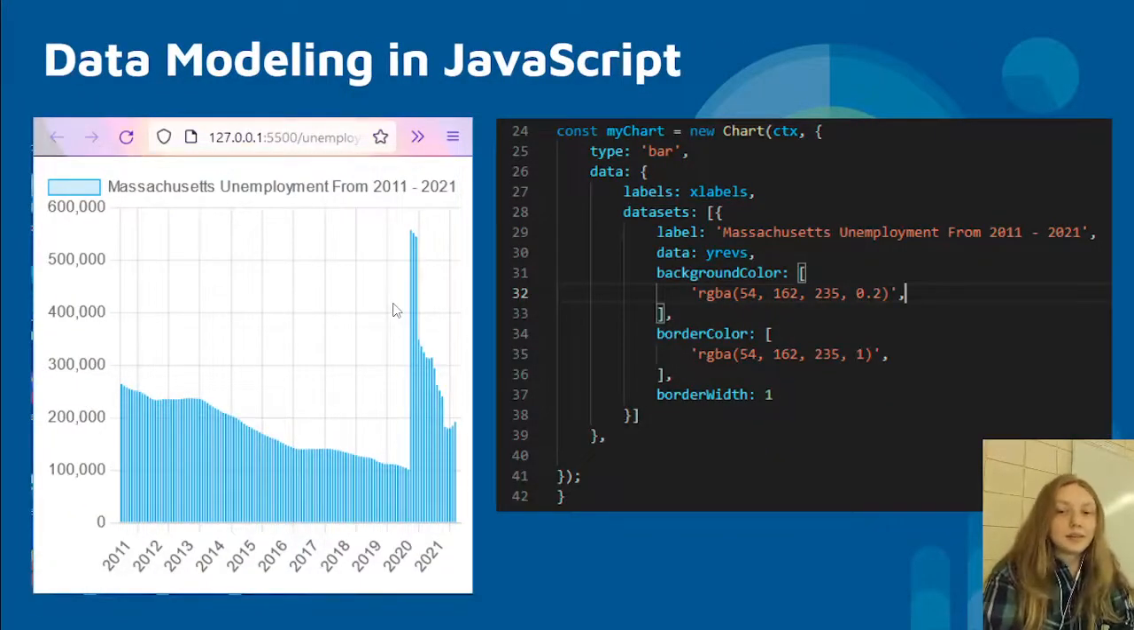And here we can see the exact information modeled in JavaScript. As I said, I used a library extension called Canvas.js in order to generate these graphs using JavaScript.